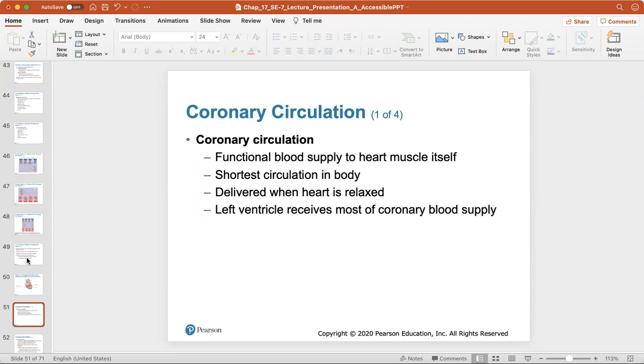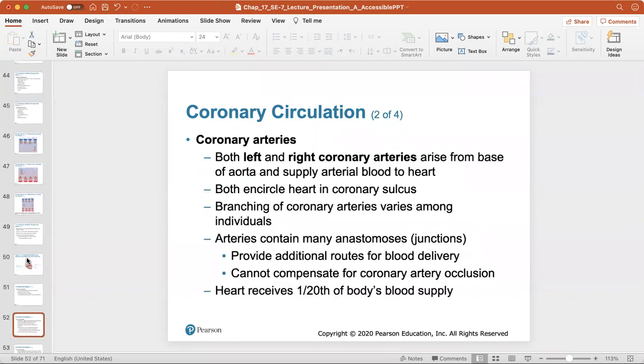It's delivered when the heart is relaxed, and the left ventricle receives most of the coronary blood supply because it's doing most of the pumping, most of the work. Here are your coronary arteries. They have a left and a right coronary artery. They arise from the base of the aorta. They encircle the heart in the coronary sulcus.